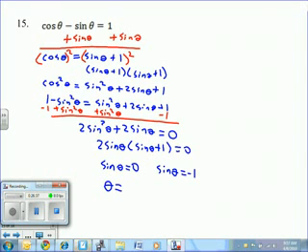Okay? So then, sine is 0 at what angles? 0 and 180. And where does sine equal negative 1? At 270. What do we need to make sure that we do anytime we square both sides? Check your work. So when you plug them into your calculator, do any of them not work?